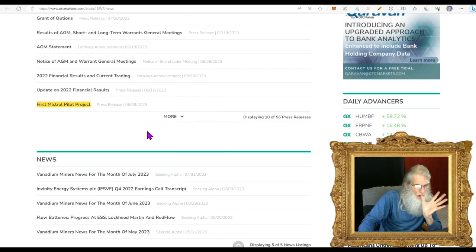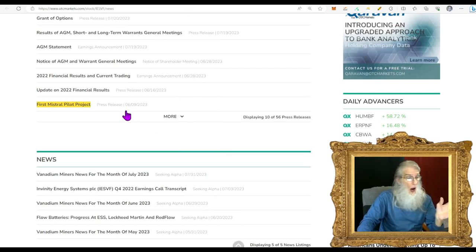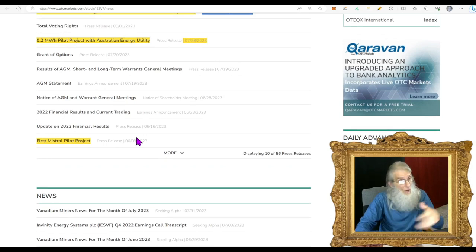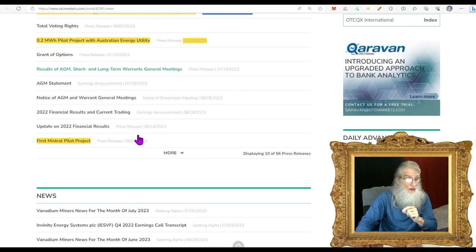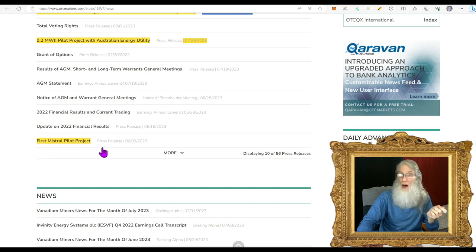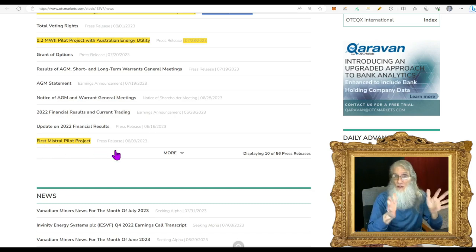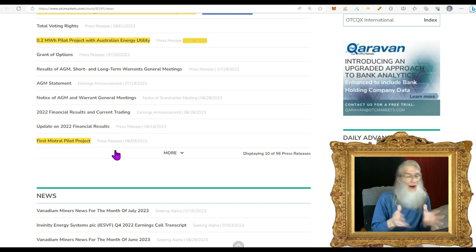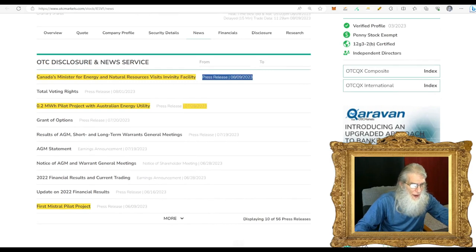So I'm back here to June of this year. They've got some project that they've started. I have not read any of this news except for the one that came out today. First Minstrel pilot project. So they probably have a little piece of their battery over there, and they're testing it out to see how well it works for them. Then we got a piece of news here in July. A 0.2 megawatt pilot project with Australian energy utility. So there you go. And they got another one going on here in Australia. Then we had the big news that came out today.